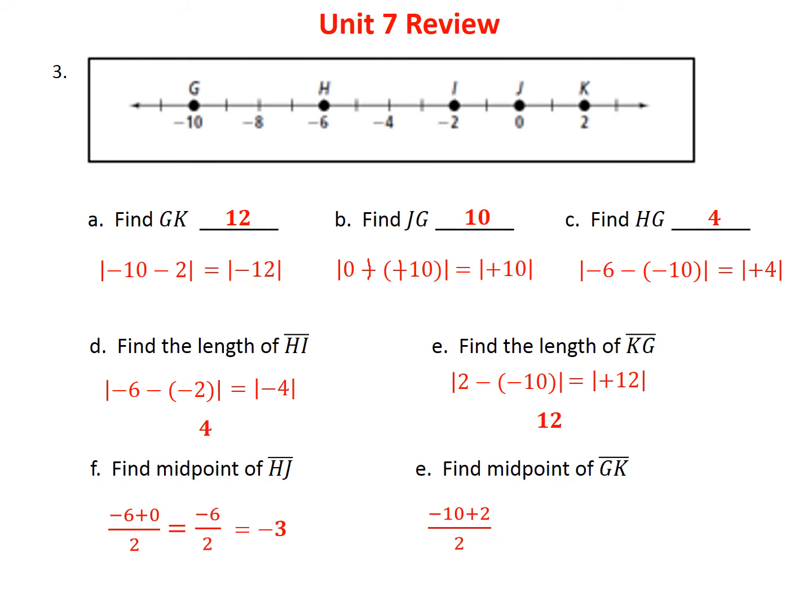So finding the midpoint between G and K, add the two numbers, negative 10 and 2, and divide by 2. And so negative 10 and 2 is negative 8, divided by 2 is negative 4. By the way, remember when we're finding the midpoint, we're actually looking for a number.